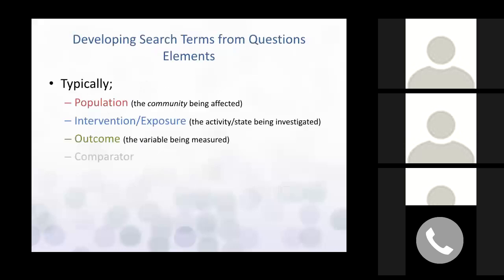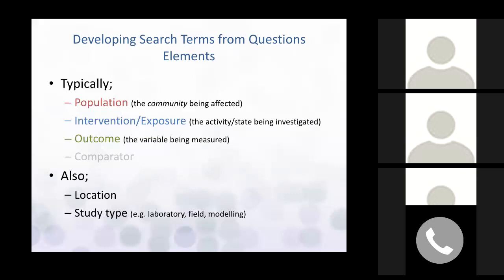Okay. So in this last bit, I want to go over how we can structure your search terms and start to develop them. Typically, what we use is 3 out of the 4 PICO elements. The first is the population, the community that's being affected. So if you are, say, looking at mangroves, your population search term could be mangrove or whatever synonyms you think of for that.